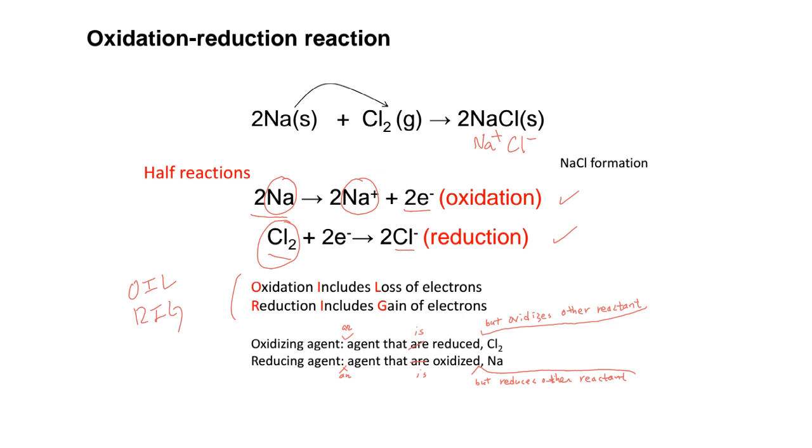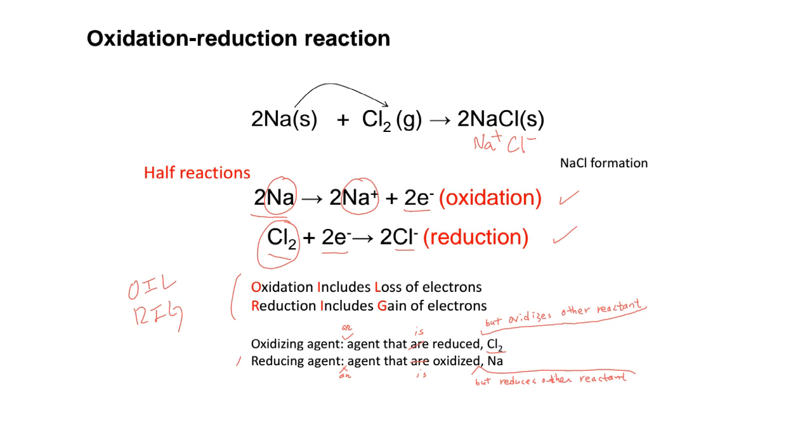So in this case, the chlorine will belong to the oxidizing agent. The reason is that chlorine gained 2 electrons. So where do the electrons come from? Those electrons come from the sodium atoms, right? So the sodium apparently underwent oxidation reaction. So therefore, chlorine can be called the oxidizing agent.